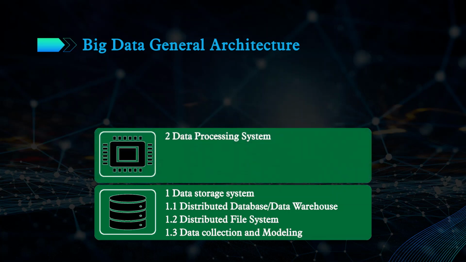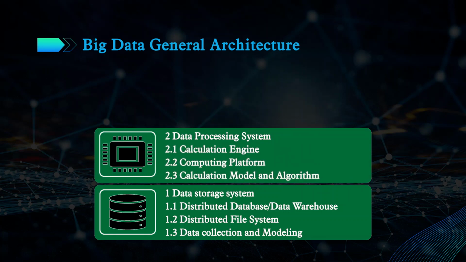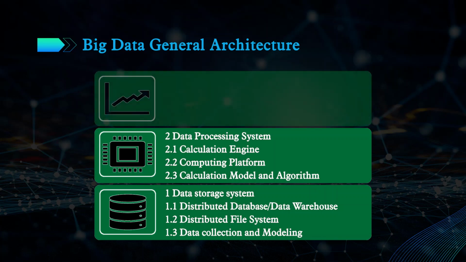The second layer, the data processing system, includes a calculation engine, computing platform, calculation model, and algorithms. Based on the stored data, we need to design the calculation model and algorithm. Also, we need a big data distributed calculation engine like MapReduce, and computing platforms like Hadoop, Spark, Storm, etc., to facilitate the data processing.